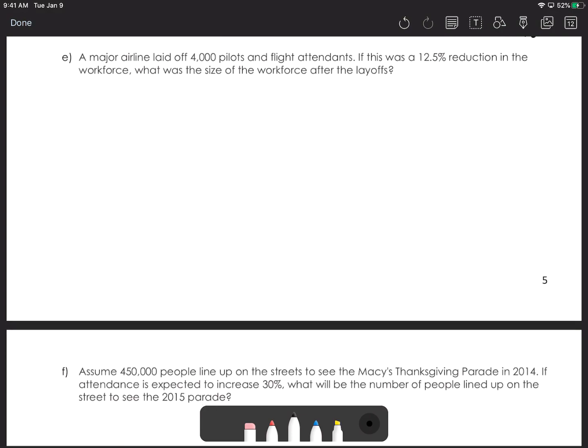Okay, next example, it says a major airline laid off 4,000 pilots and flight attendants. This was a 12.5% reduction in the workforce. What was the size of the workforce after the layoffs? So here's the key word, reduction. So I know that this is going to be a subtraction. So I'm going to take the old value minus the change, and that's going to give me the new value.